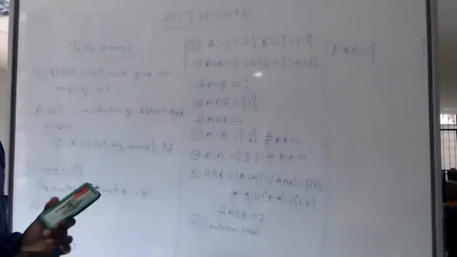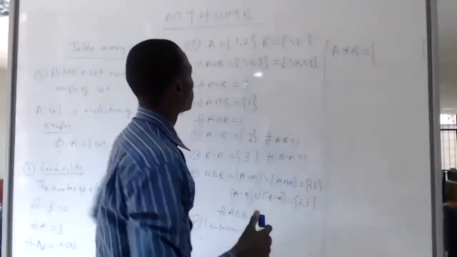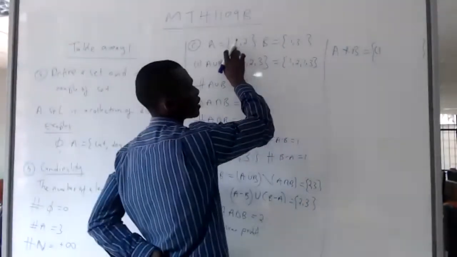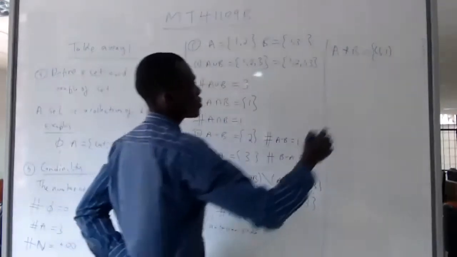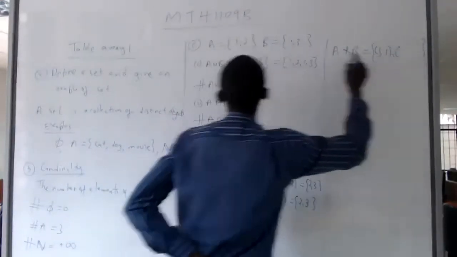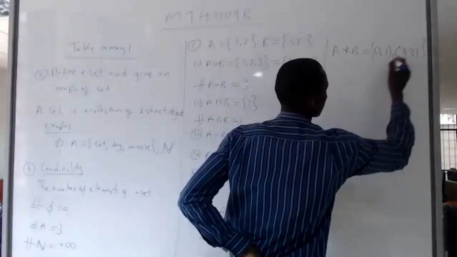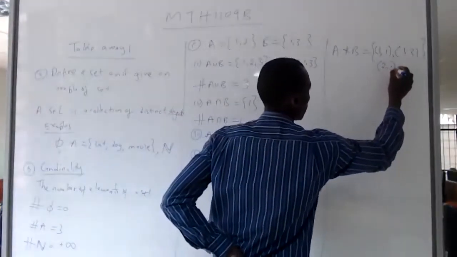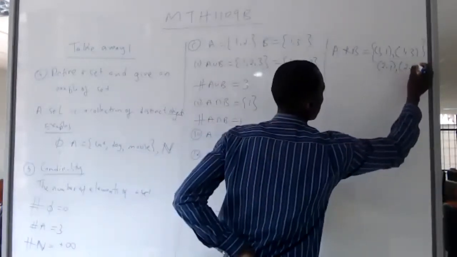Okay, so A cross B, A times B. I was just saying that these elements will exist as ordered pairs. The first coordinate will be from A, and the second coordinate will be from B. So the first element will be 1, from the first set, paired with 1 in the second set. Then the next element, this one paired with 3, so that is 1, 3. Then the next element will be 2 paired with 1. Then lastly, we have 2 paired with 3.